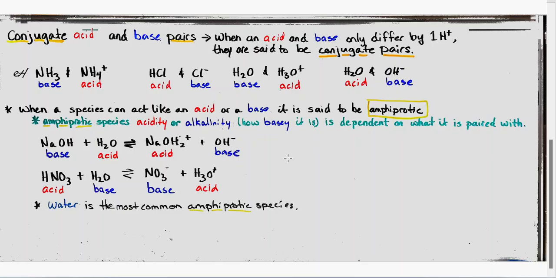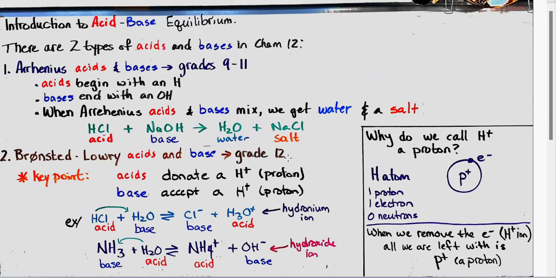Now sometimes, water specifically can be an acid or a base, and we've seen that in the previous couple of examples. So we call that an amphiprotic species. So it can be acidic or alkaline, which is just basey, and it's dependent on what it's paired with. So when water is paired with a base, it acts like the acid. And when water is paired with an acid, it acts like the base. So just know these things, especially this: acid donates a proton and base does accept a proton. That's the key part of this entire piece.